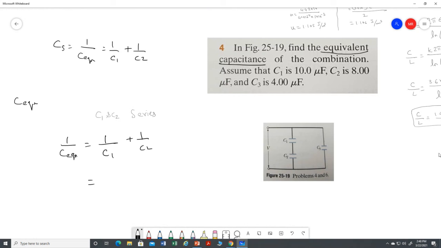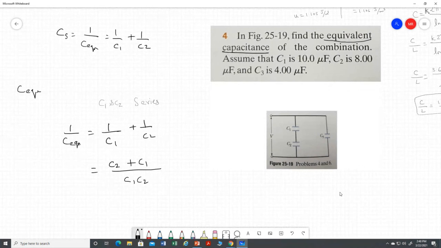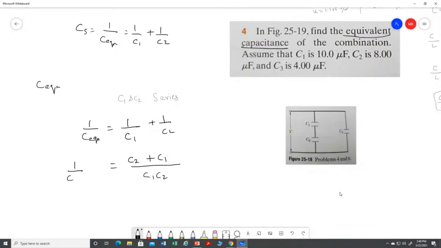Am I right? So if you simplify this, if you take the LCM, this becomes C1 multiplied by C2, and on the top, this becomes C2, this becomes C1. Am I right? Okay, now this is the value for 1 over C equivalent. But they need the information about the equivalent. So what I have to do? Take the reciprocal of this. Therefore, my C equivalent is equal to C1 C2 divided by C2 plus C1. Am I right?